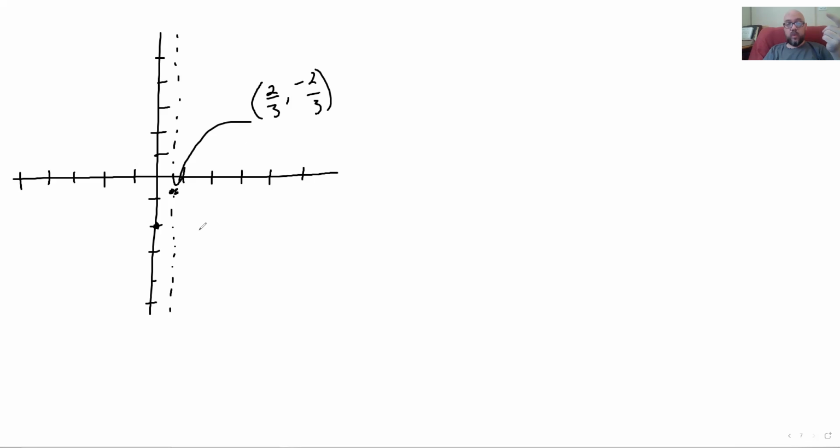And that's going to be where my other point is, the x coordinate of my corresponding point, which is here-ish. Not here, but that's where it is on the x-axis. And then the y coordinate is the same. So something like this.